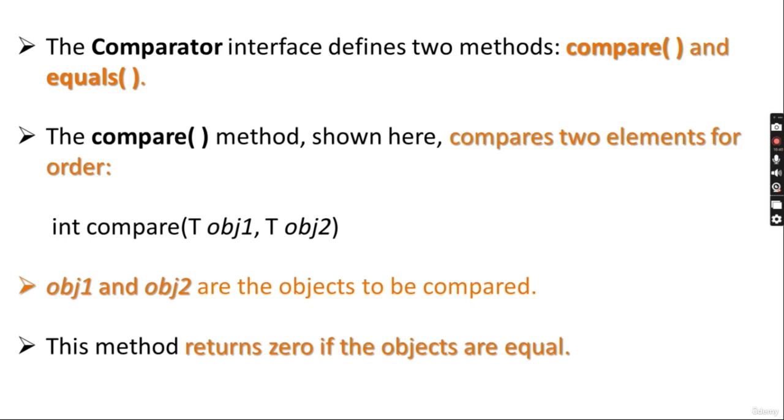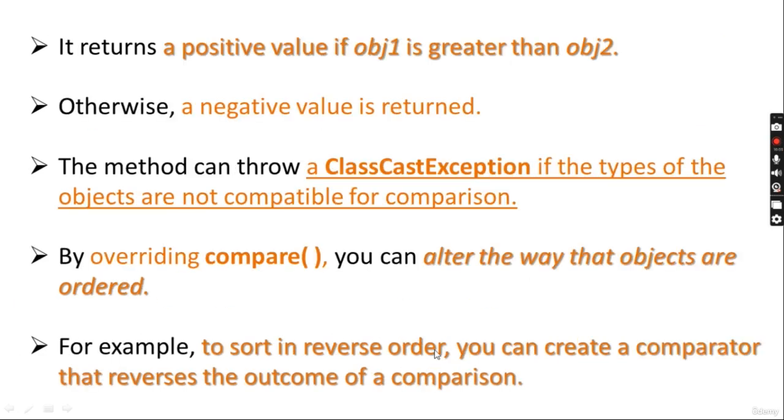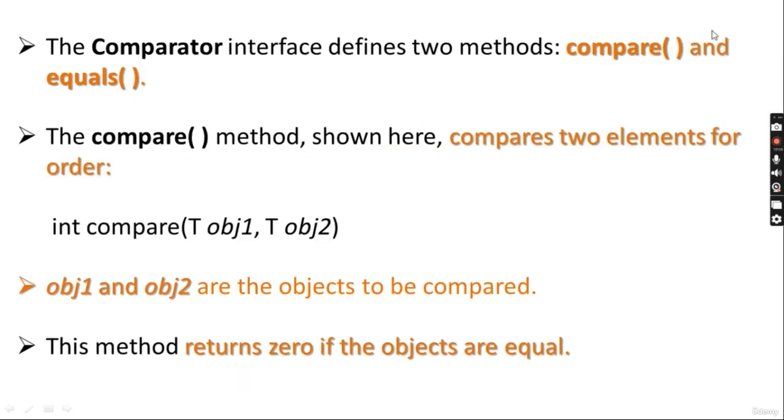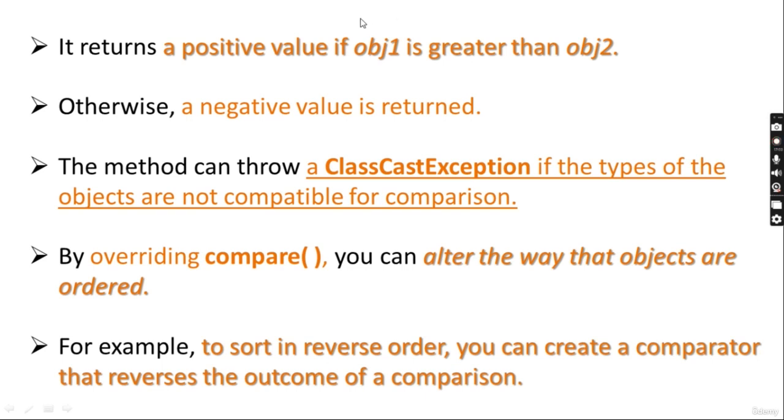int compare(T obj1, T obj2). obj1 and obj2 are the objects to be compared. Okay, so what is the meaning of this? It will compare obj1 with obj2 and it will return 0 if the objects are equal. It returns a positive value if obj1 is greater than obj2. Okay, and it returns a negative value if obj1 is less than obj2. And it can throw a ClassCastException if the types of the objects are not compatible for comparison. Okay, so there should be the same type of object.